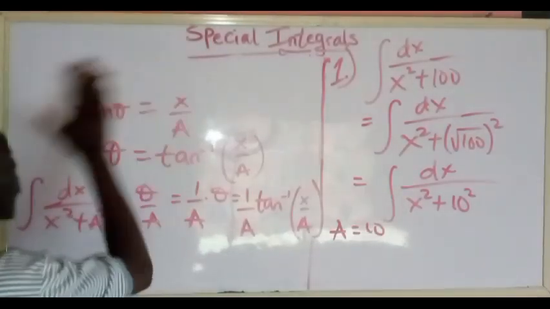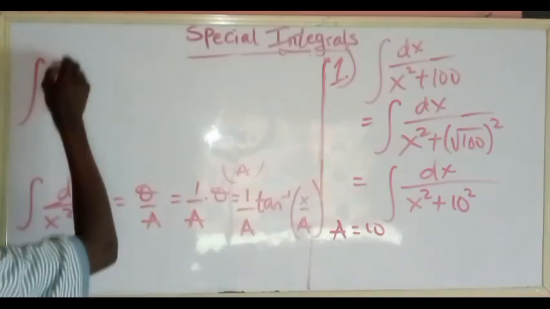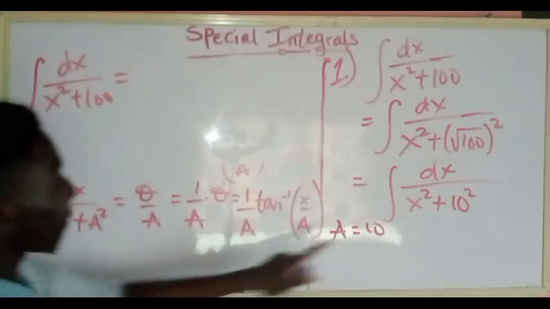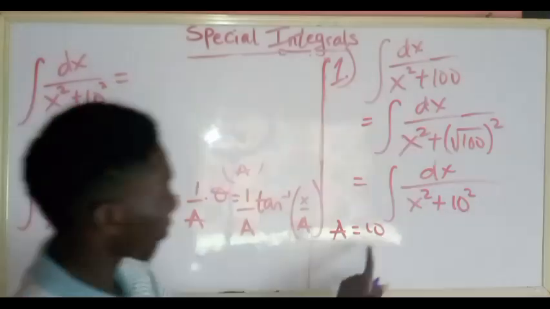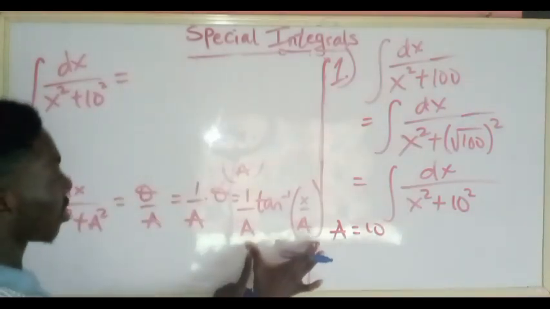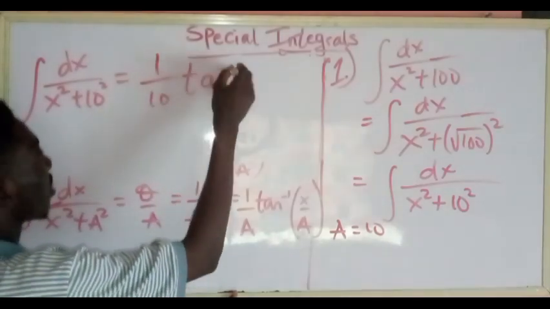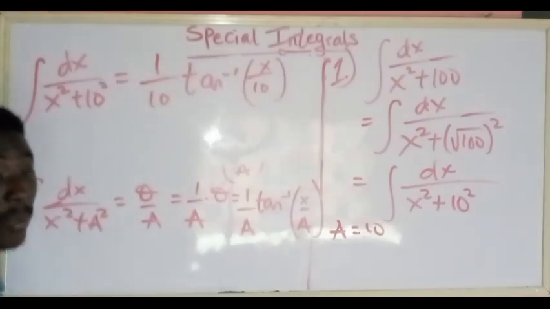Then from there, my final answer: my a here is equal to 10. My a here is 10. That means the answer will be 1 over 10 tan inverse of x over 10. That will be my answer.